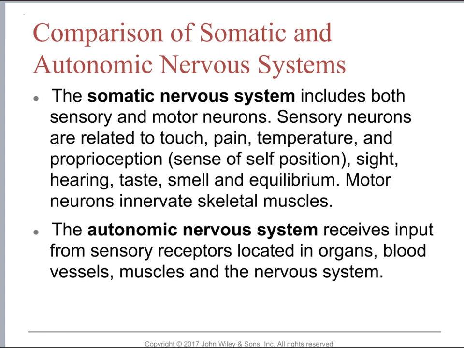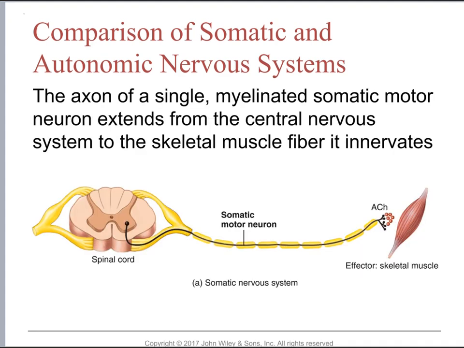Now, the autonomic nervous system is going to be a little bit different. It receives input from sensory receptors located viscerally in our organs, blood vessels, muscles, specifically smooth muscles, and the nervous system. So we're going to use a few pictures to help compare the somatic and autonomic nervous system.